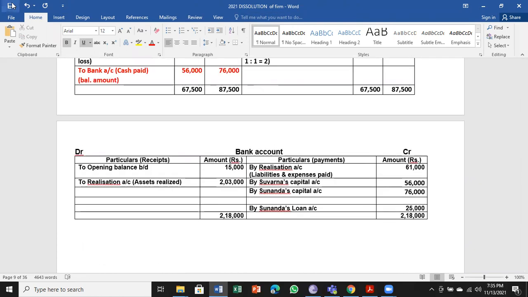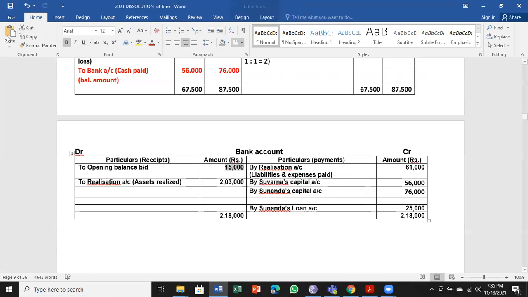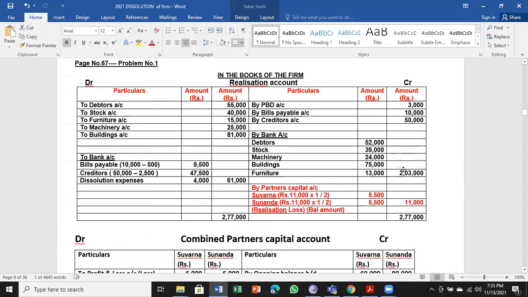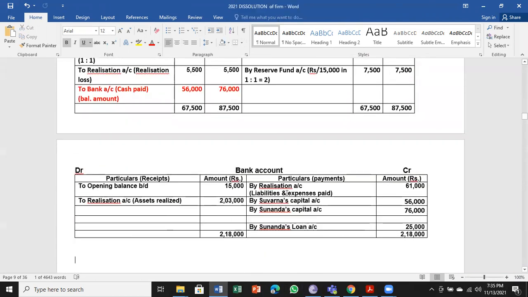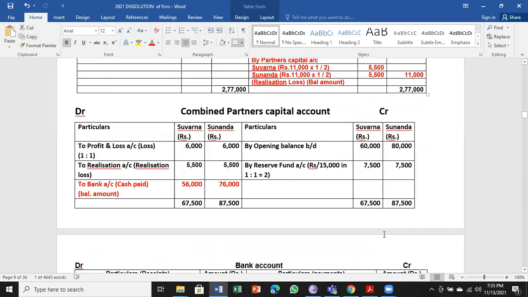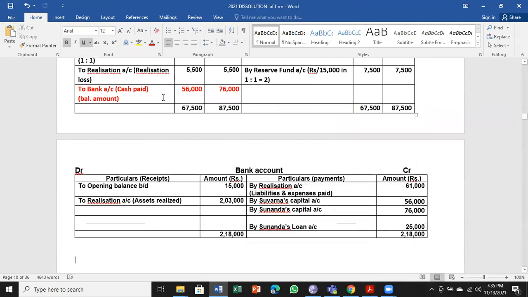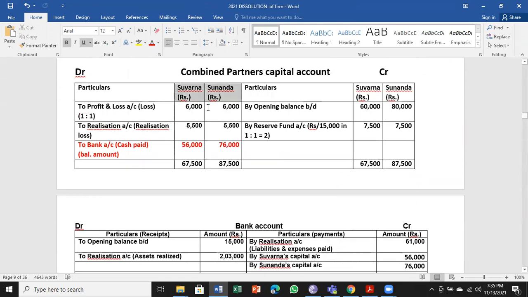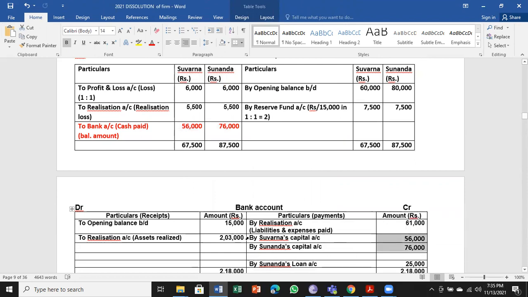All transfer entries, as you can see. First is cash at bank, 15,000. I have debited 15,000 over here. Then assets realized 2,03,000 on the debit side. Then liabilities paid 61,000: liabilities and expenses on the credit side, 61,000. Then cash paid to partners, Suvarna and Sunanda. We have paid 56 and 76. I have taken it to the credit side as by Suvarna's and Sunanda's capital.